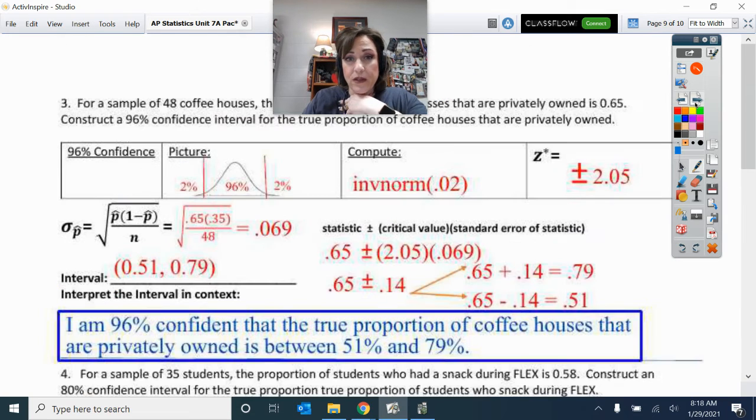All right, and we want to kind of talk about that. Here we go. I am 96% confident that the true proportion of coffee houses that are privately owned is between 51% and 79%. Okay. Again, we have a high confidence and a relatively smaller sample. So we've got kind of a big interval there, but there you have it.